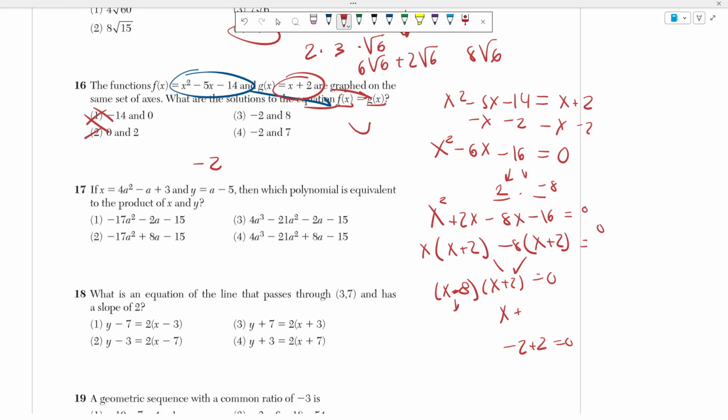The second solution is going to be the one that makes this parentheses equal to 0. So x minus what number makes it equal to 0? Well, if x is 8, 8 minus 8 is equal to 0. So the second solution is 8, which is why the answer is 2, right?